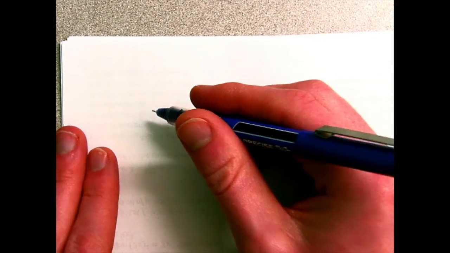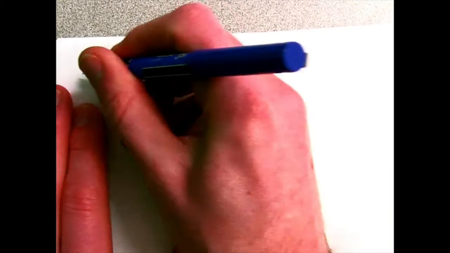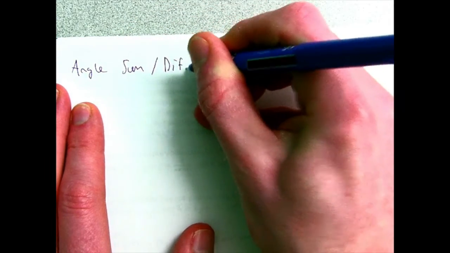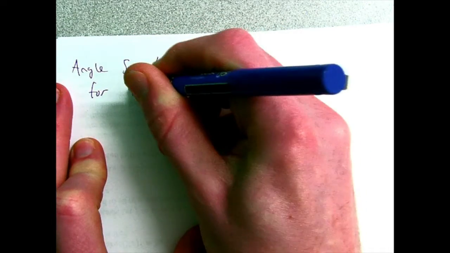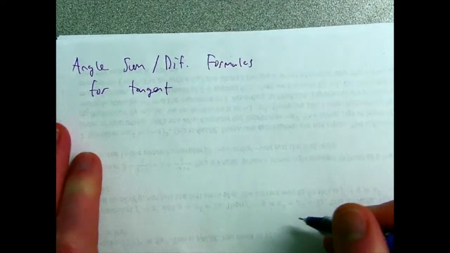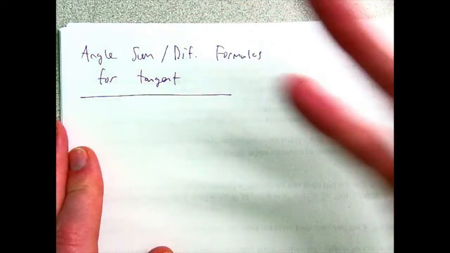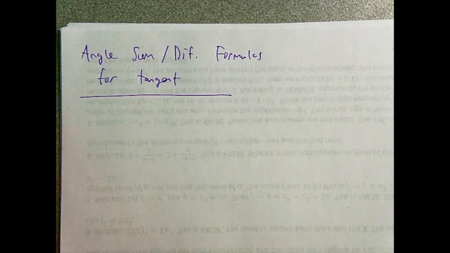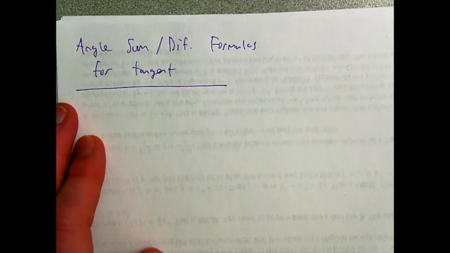We're going to talk about some angle sum difference formulas for tangent. So we did these for sine and cosine yesterday. We found formulas for sine of a plus b and cosine of a plus b and a minus b as well. And now we just want to do the same thing for the tangent function. It's not very hard to do.